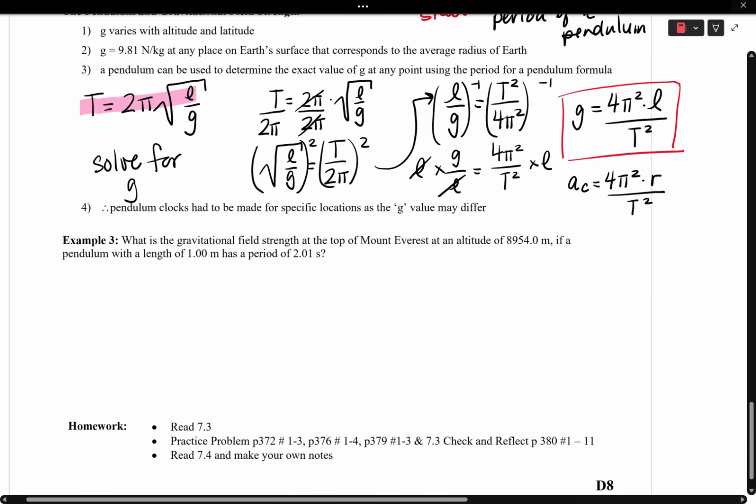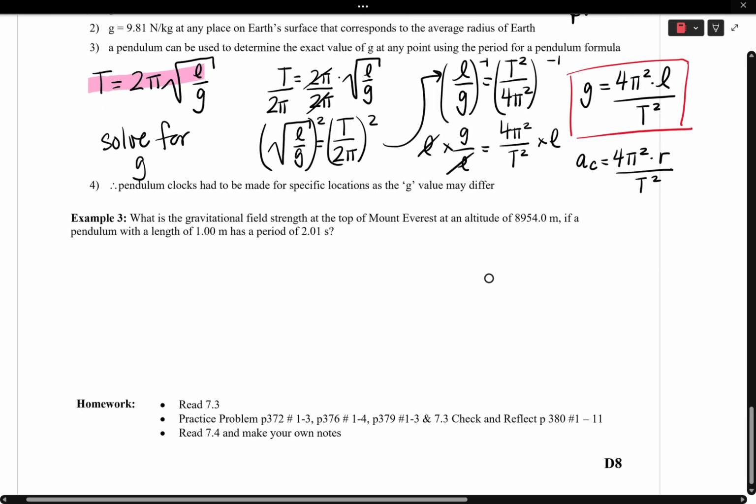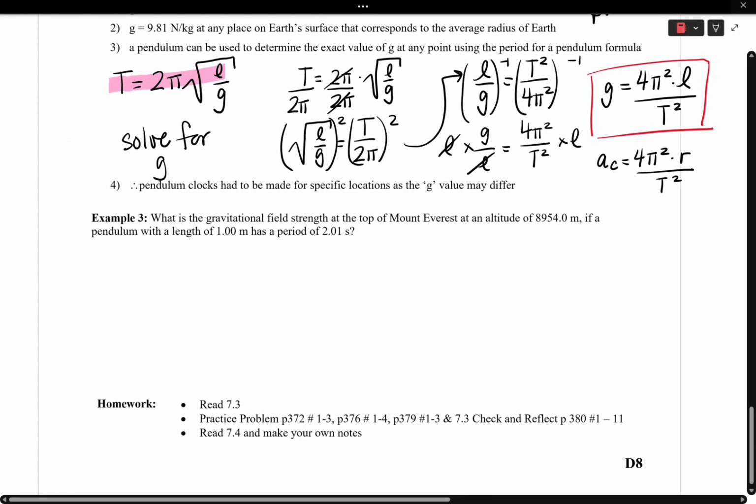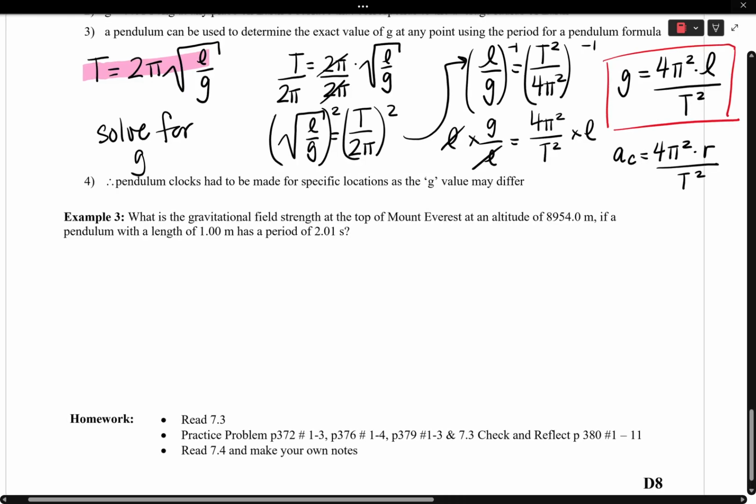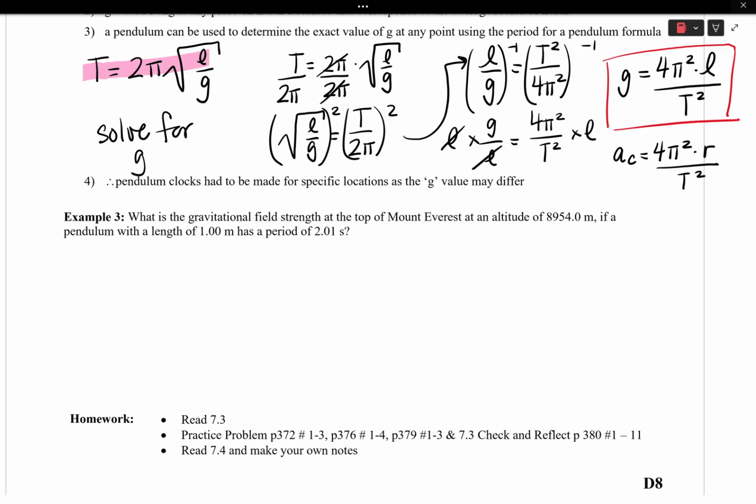Okay, so let's try one example, and then I'll leave you guys with the rest to do in class today. And the chapter assignment is open if you want to start looking at it, but maybe you should try some more of your practice problems that you missed yesterday. Okay, so let's try example 3, and then I'll let you do some work.